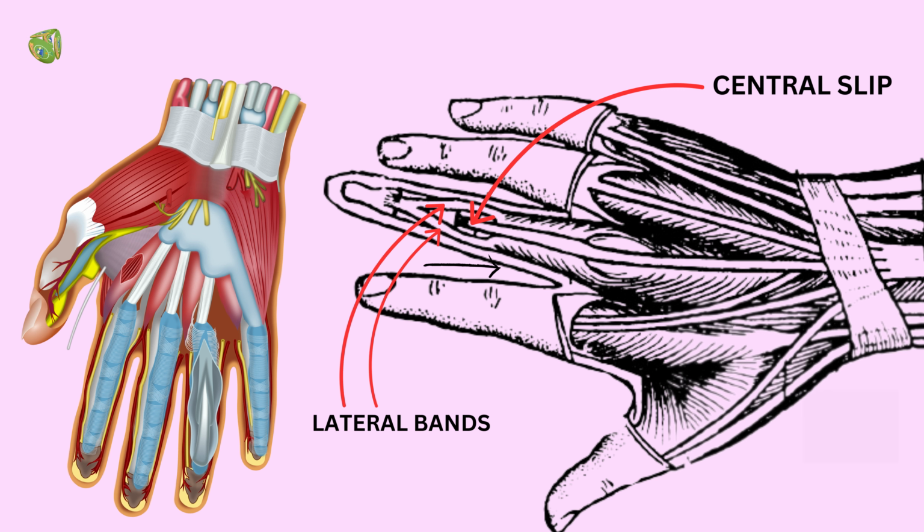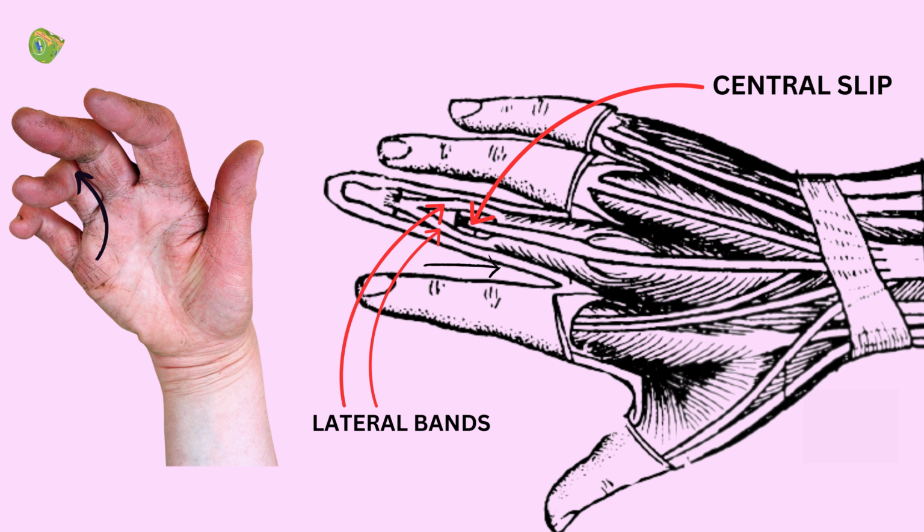Established deformity cases may present with a flexion contracture of the PIP joint and absent flexion of the DIP joint due to shortening of the retinacular ligaments.